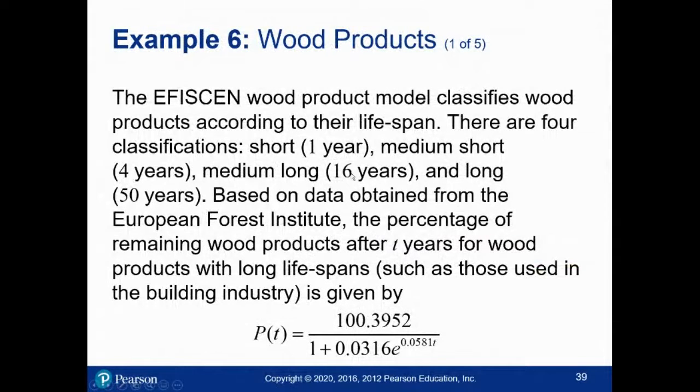Okay, another example. A certain way to predict how much wood product you can get is given as below. There are 4 classifications: short, medium short, medium long, and long-term products. Based on some data obtained, the percentage of wood products remaining after T years for long lifespan things is given by the following expression. If you're talking about stuff meant to be used for a long time, here is a model that tells me how much is left after T years.